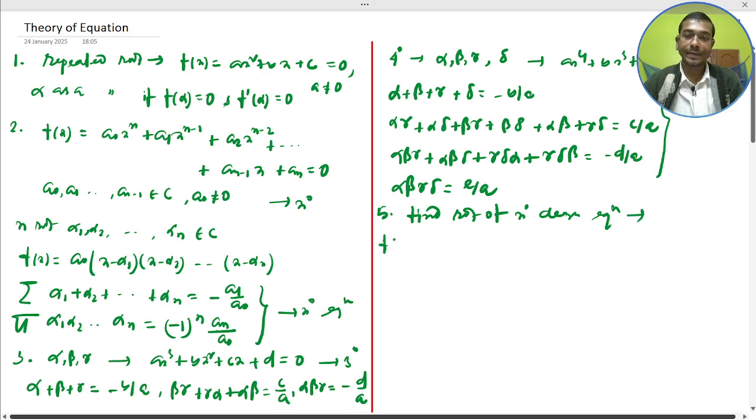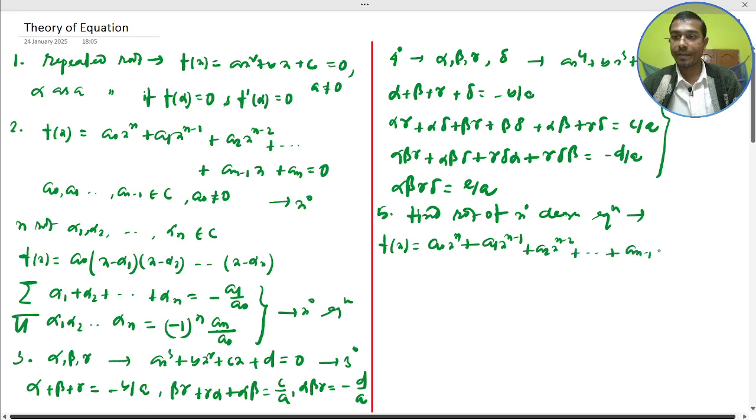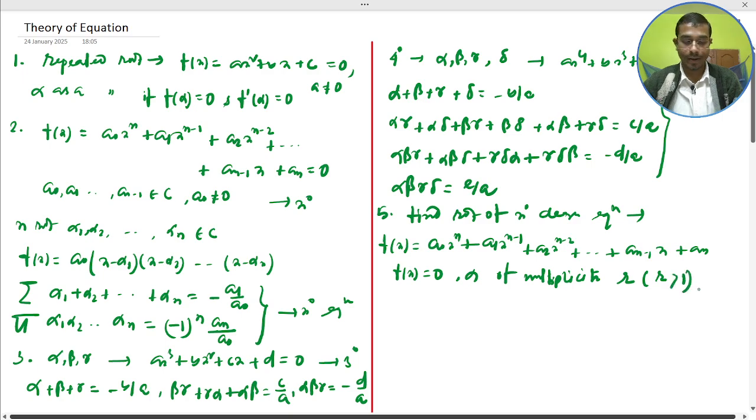So f(x) = a0 x^n + a1 x^(n-1) + a2 x^(n-2) + ... + a(n-1) x + a n. Then f(x) = 0 has a root alpha of multiplicity r, where r must be greater than 1.